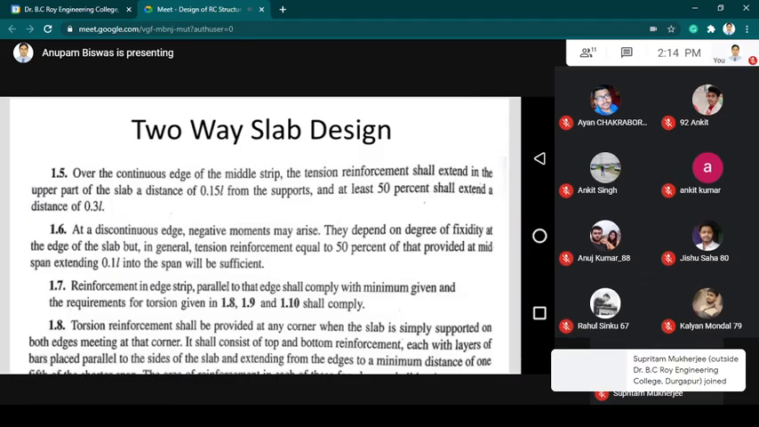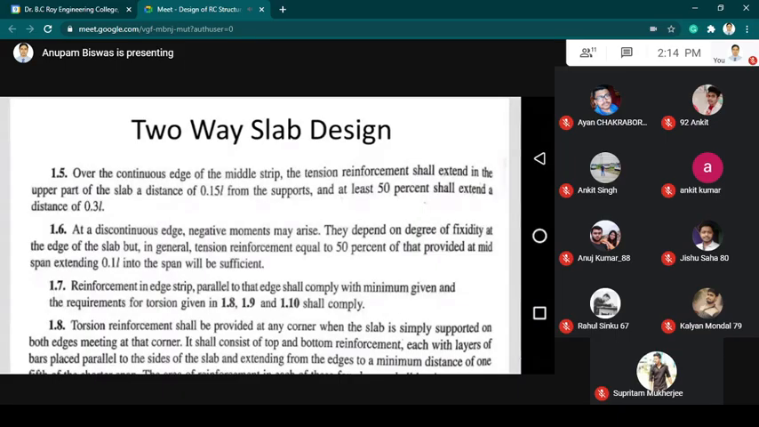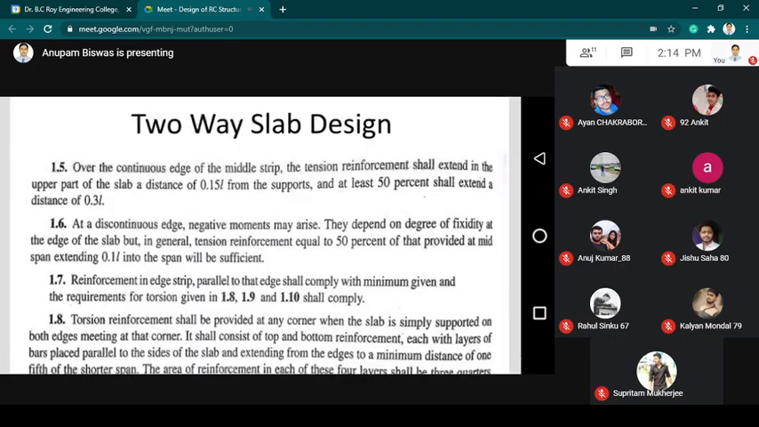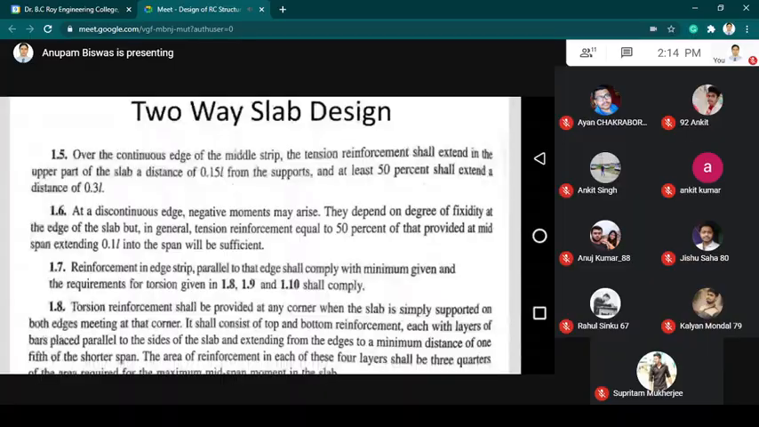Next condition is the reinforcement in the edge strip. The condition here is that the edge strip should also comply with the minimum given requirements, and the requirement should be for torsion and also for the upcoming three sections, that is 1.8, 1.9 and also 1.10. So let us see what these sections are.